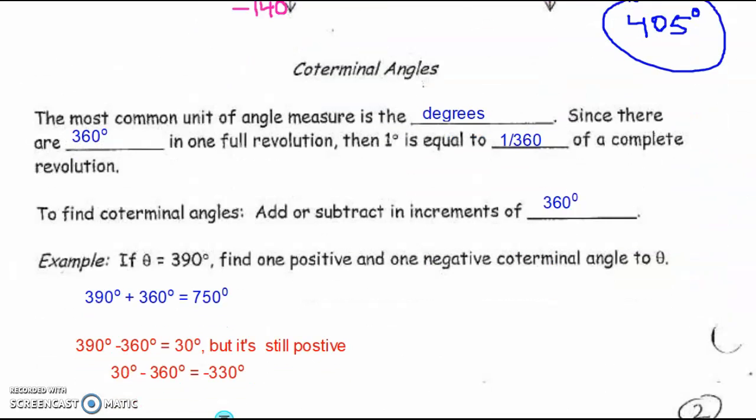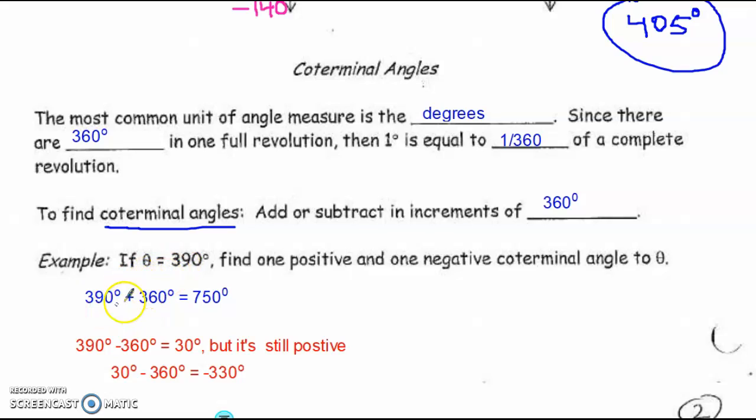Continuing on, we measure angles in degrees, and since there are 360 degrees in one revolution, 1 degree would be 1/360th of a complete revolution. To find coterminal angles, all we do is add and subtract increments of 360. And here's an example here.